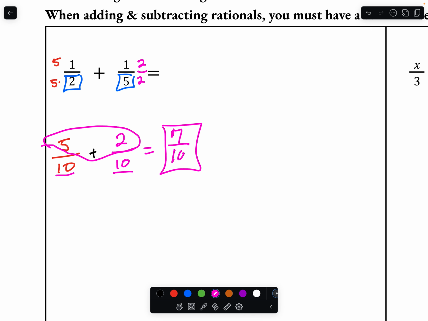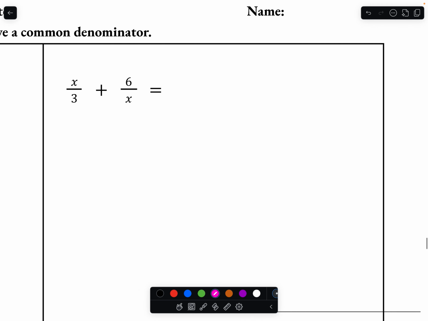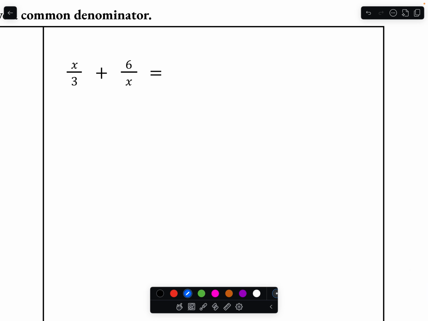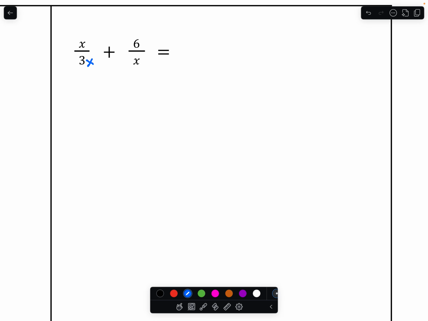Okay, so the same thing applies when we have variables in here. If I'm looking at this right here, understand that I'm going to need an x over on the left. So that becomes x times x is x squared divided by 3x. And if you notice on the right-hand side, I want my denominator to be 3x, so I need to make sure that I'm multiplying by a 3 in the numerator as well. So if I'm going to add these two together, I've got 18 over 3x.